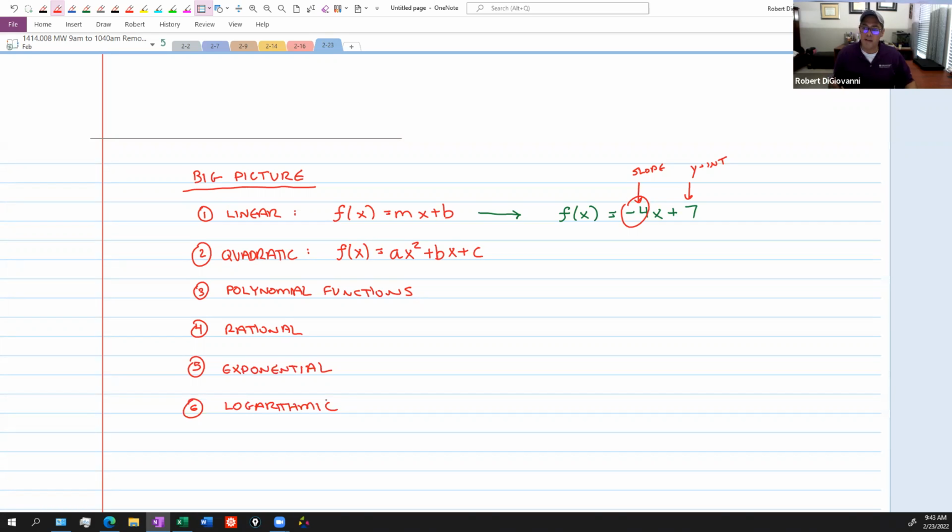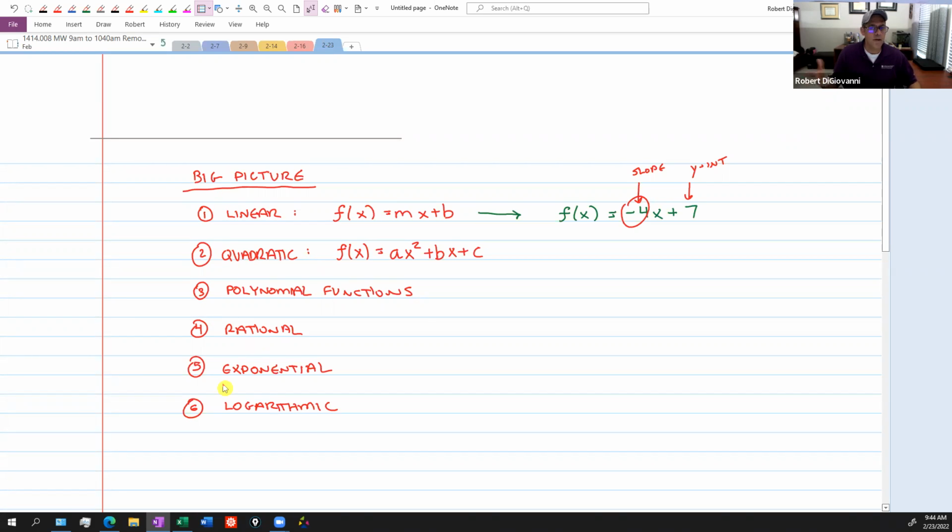And each one of these requires a different sort of approach, right? If you're going to be looking at the characteristics of a quadratic, it's going to be completely different than what you do when you look at a polynomial, and completely different than what you do when you look at a rational. Every one of these is uniquely different.